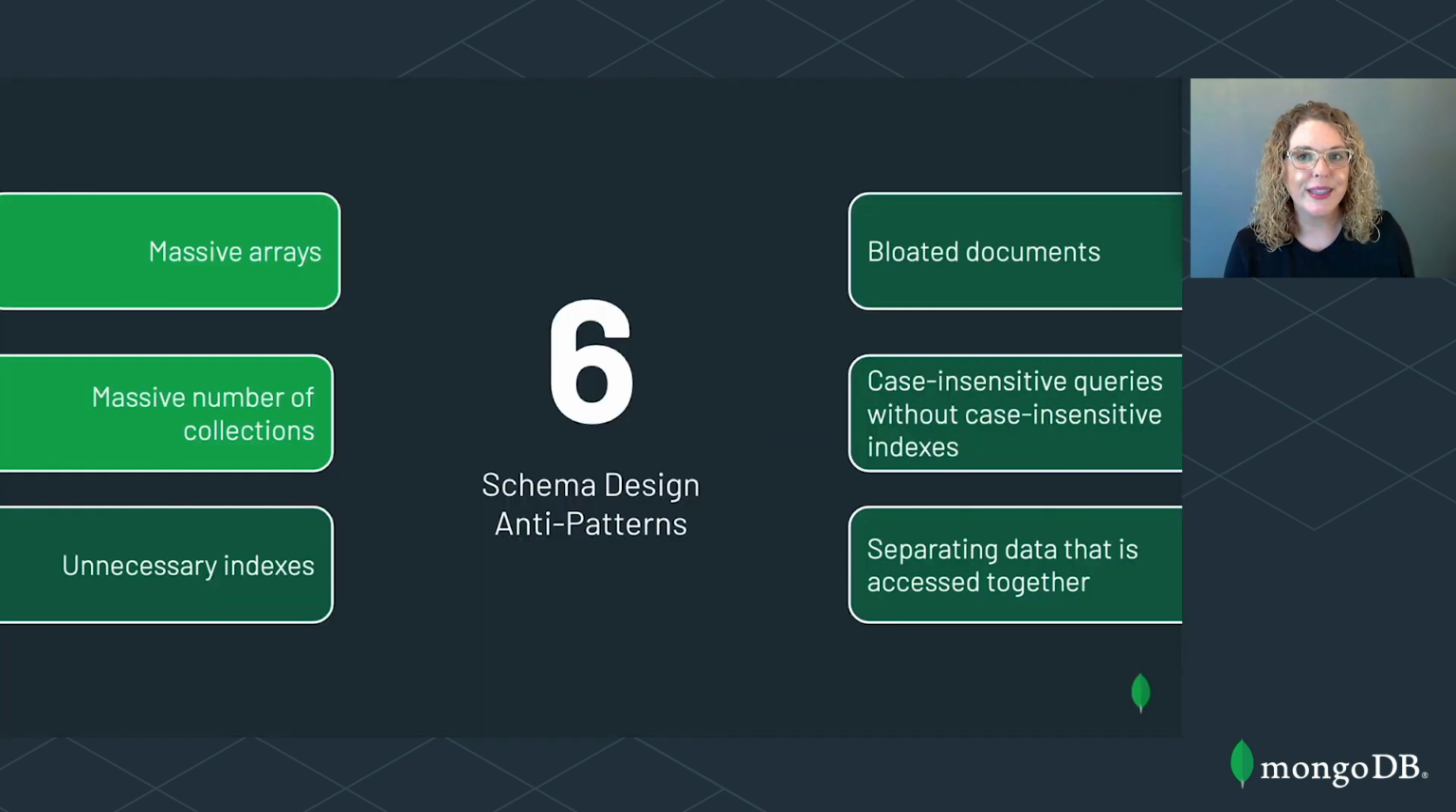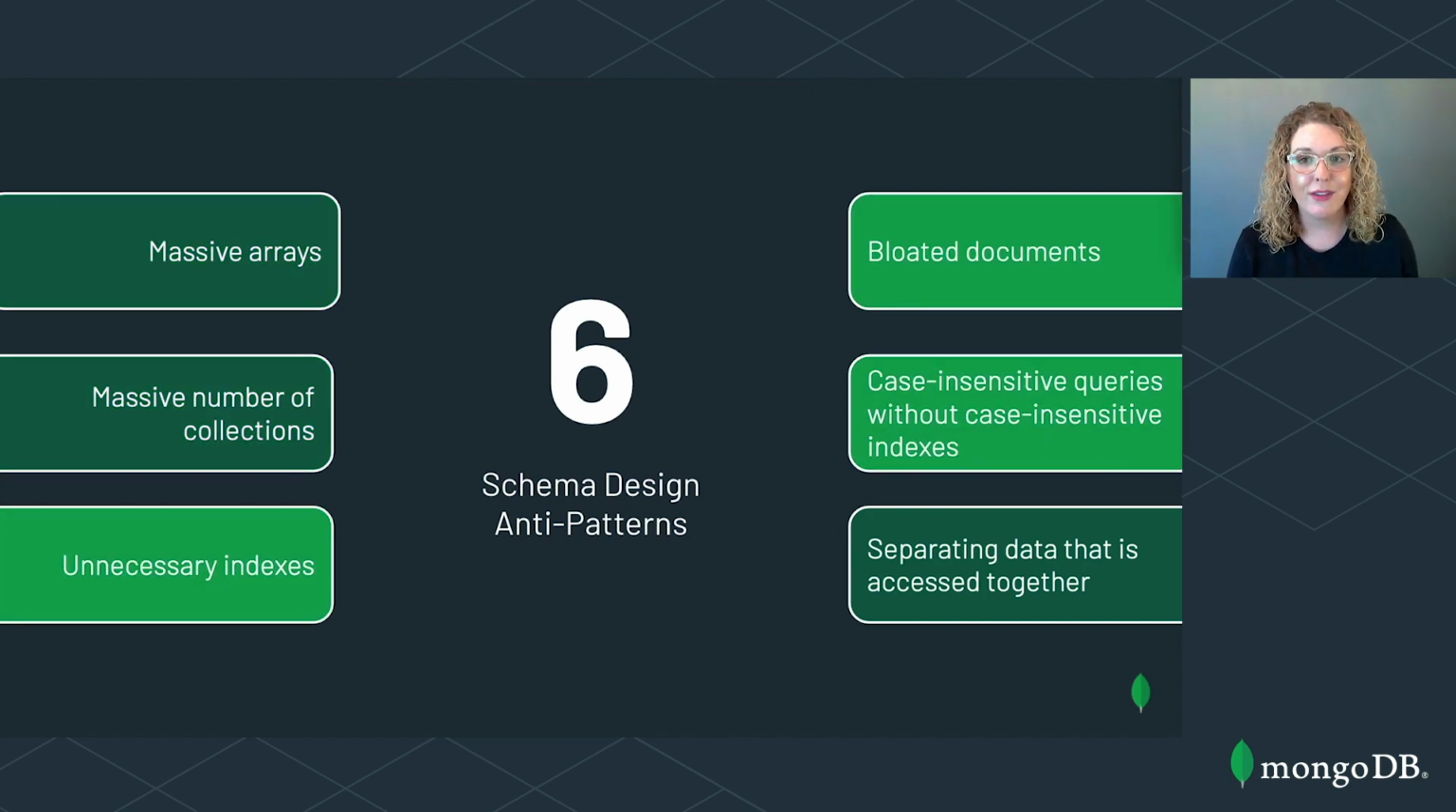In the first video in this series, we talked about the massive arrays anti-pattern and the massive number of collections anti-pattern. Today, we're going to cover the next 3. I'll discuss unnecessary indexes, bloated documents, and case-insensitive queries without case-insensitive indexes. Let's begin with the unnecessary indexes anti-pattern.